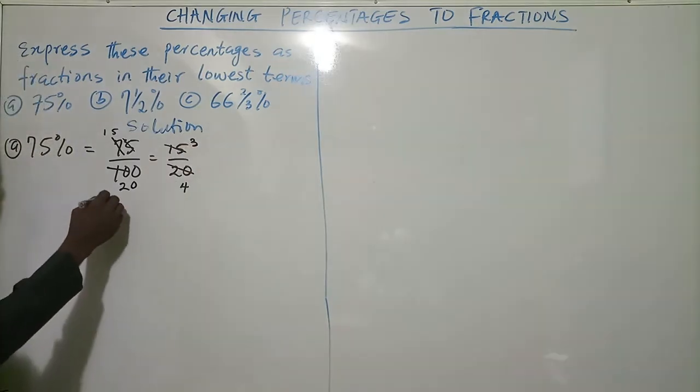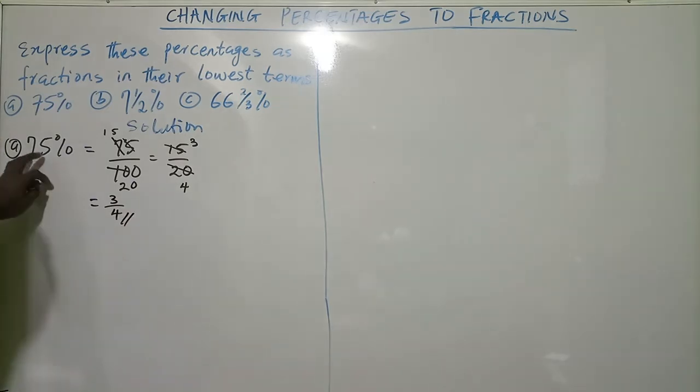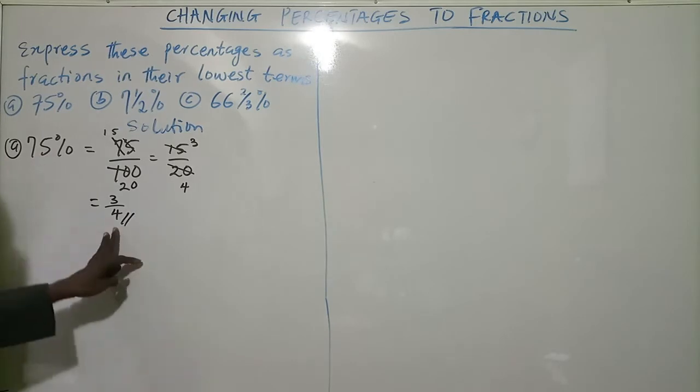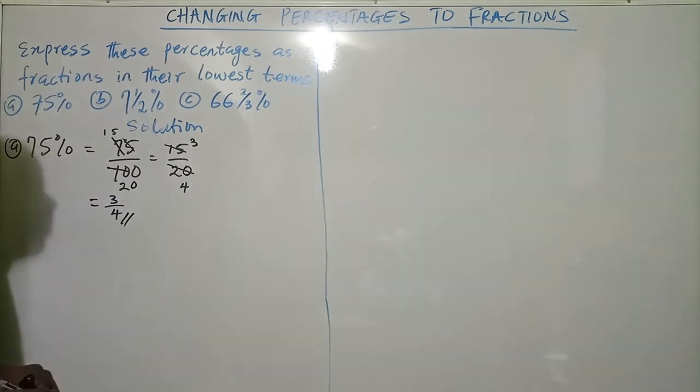Therefore, our answer is 3 over 4. So we have successfully changed this percentage, 75%, to a fraction in its lowest term. This is exactly what the question requires us to do. It's not difficult, very simple.